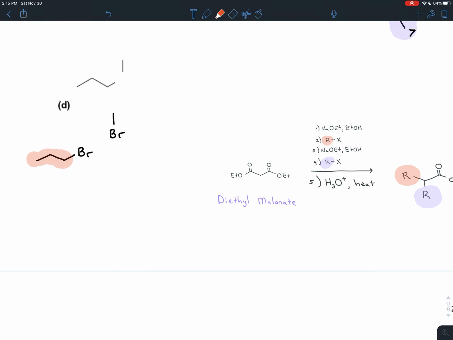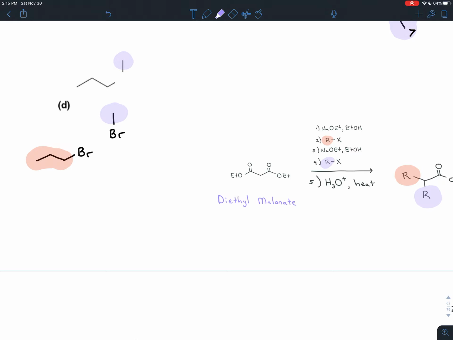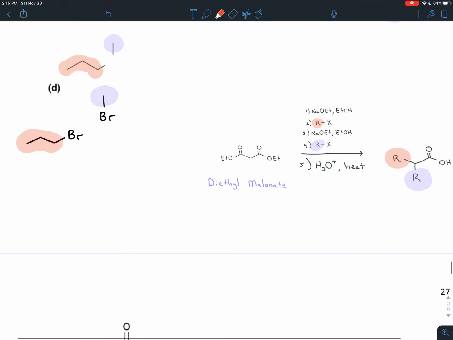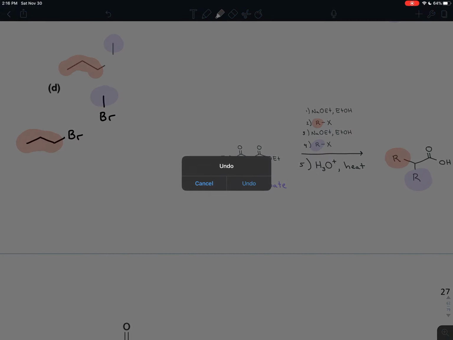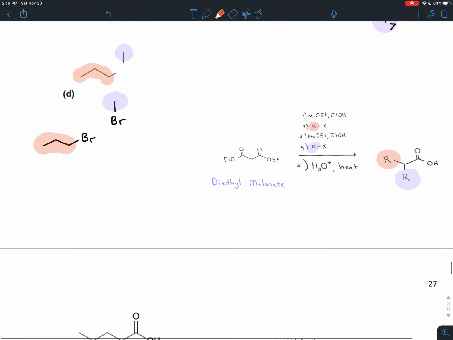So we'd have, for example, this carbon chain with a leaving group on it, and the other carbon chain with a leaving group on it. And because we have 2 separate carbon chains, we have to do those first 2 steps twice. Once to put each carbon chain onto the alpha carbon of the diethyl malonate.